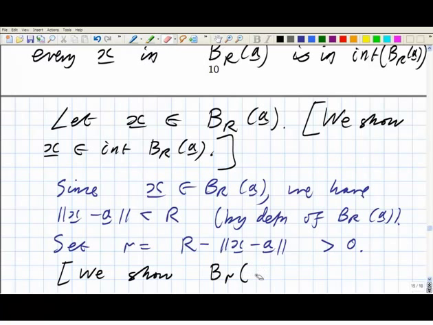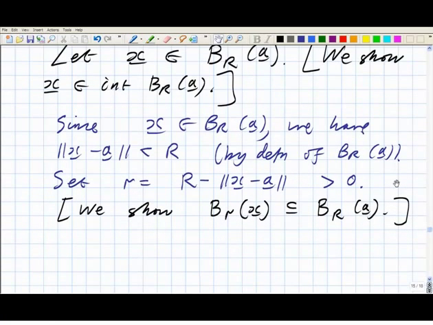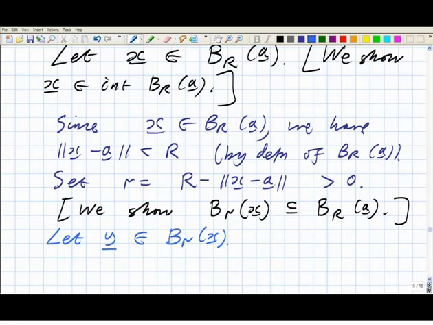And now we now show that B little r of x really is a subset of the big open ball. And again, I put it in brackets because I think you can get away without writing that. How do you show that something is a subset of something else? You let something be in the first set. So it's another let. This proof is full of lets, and as they always are.